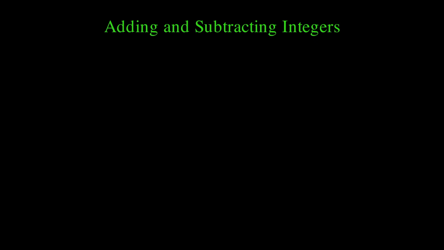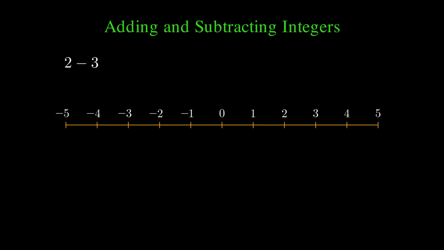Now let's take a look at an example where we are subtracting. Let's say we wanted to evaluate 2 minus 3. So let's draw a number line and start at 2. We will go 3 units left as we are subtracting. Thus, we get to -1, which is our final answer.